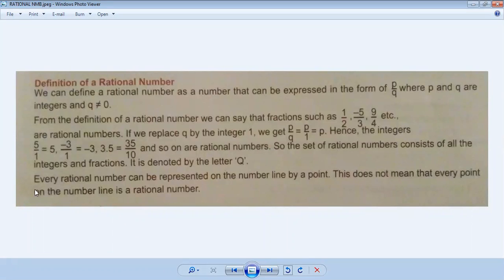Every rational number can be represented on the number line by a point. This is just extra information, and it does not mean that every point on a number line is a rational number. But these two paragraphs are very important: the basic definition of rational numbers, explained in very simple words, is that rational numbers are either fractions or integers. Just try to understand this and keep it in mind.